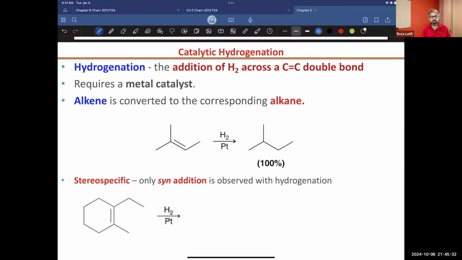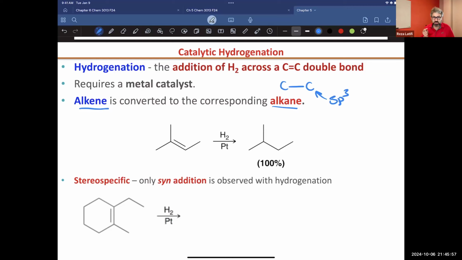And in order to do it, we need to have heat, and also we need a catalyst, a surface of a metal, a piece of metal that is going to speed the chemical reaction. But at the end, your alkene will turn to alkane, and that means we will have a carbon-carbon single bond between carbon-carbon bonds, and all carbons will be sp3 hybridized.